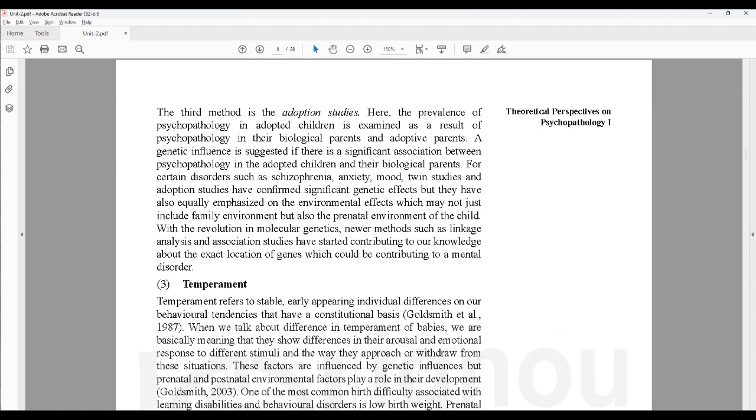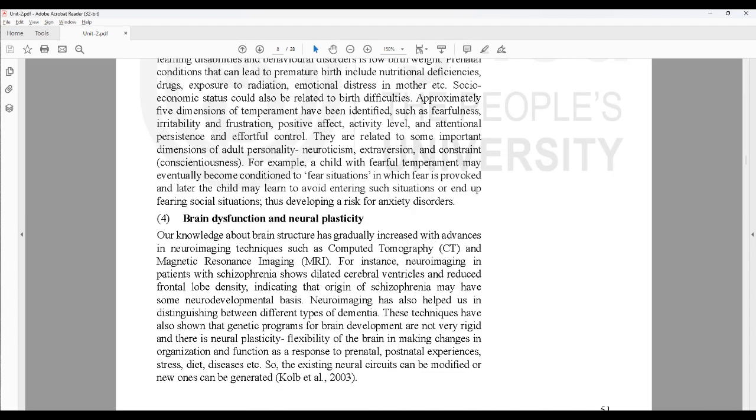Goldsmith, 2003. One of the most common birth difficulties associated with learning disabilities and behavioral disorders is low birth weight. Prenatal conditions that can lead to premature birth include nutritional deficiencies, drugs, exposure to radiation, emotional distress in mother, etc. Socioeconomic status could also be related to birth difficulties.